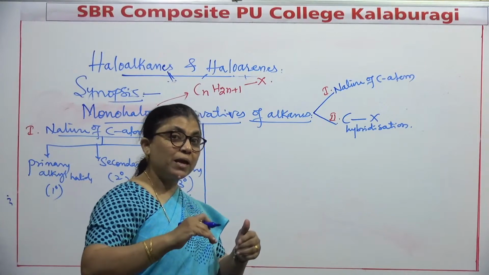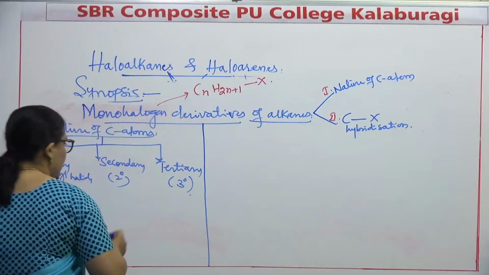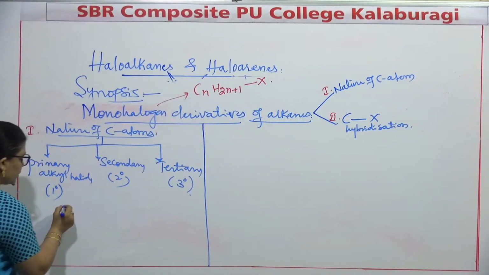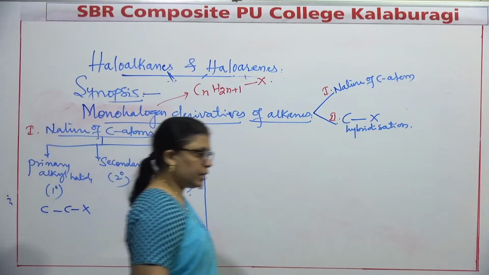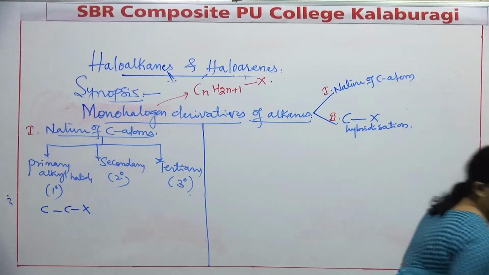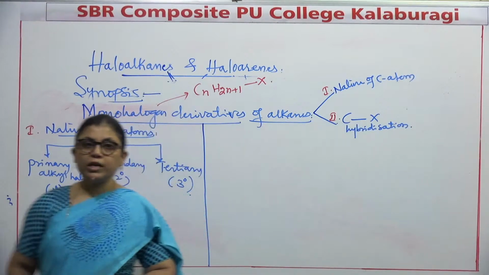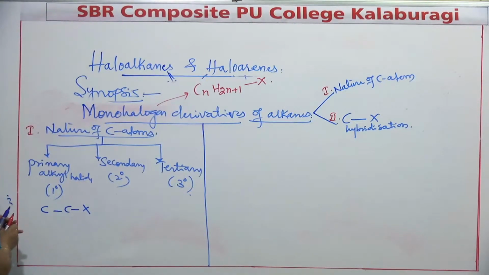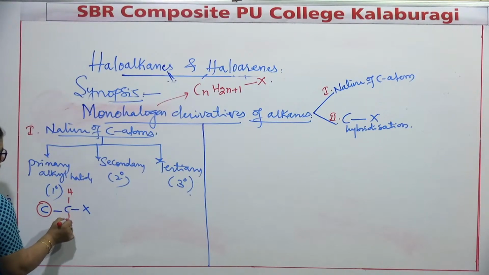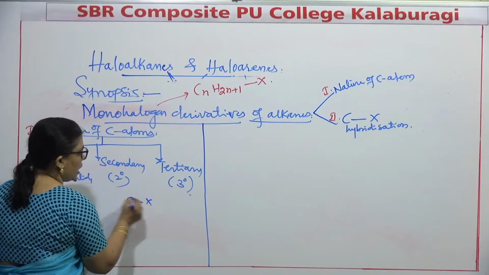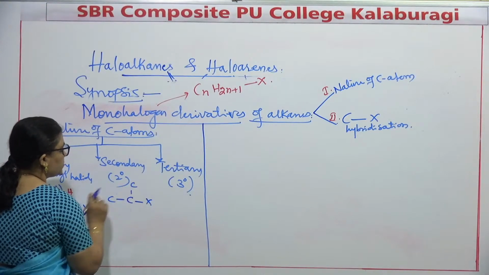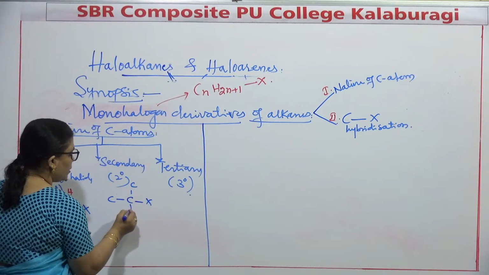What are primary, secondary and tertiary carbon atoms? One clue I will give here. The carbon containing the halide group must have only one carbon atom attached. The remaining are what, children? Hydrogen. They are called primary. Same way, the carbon containing halide has two carbons and one hydrogen.